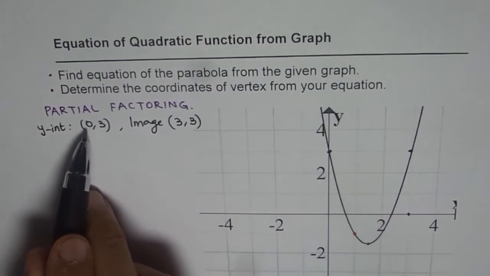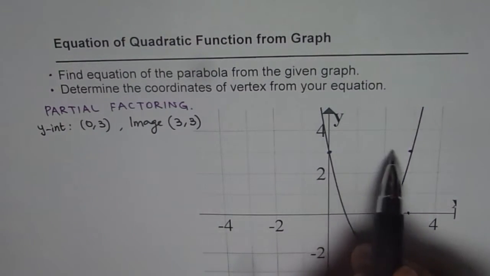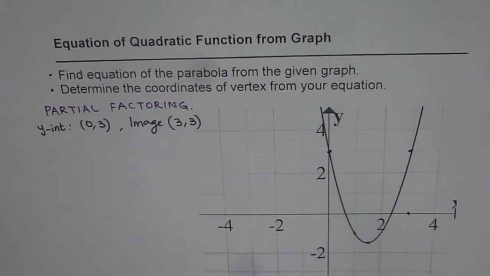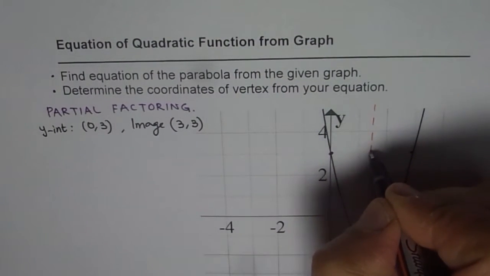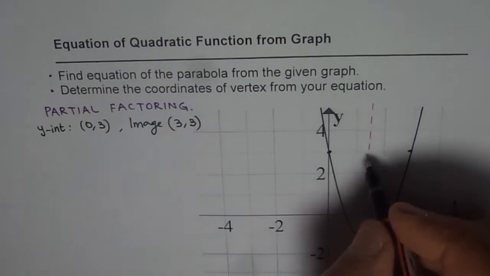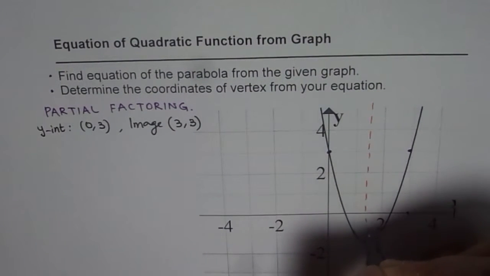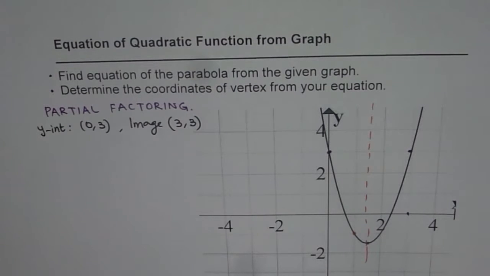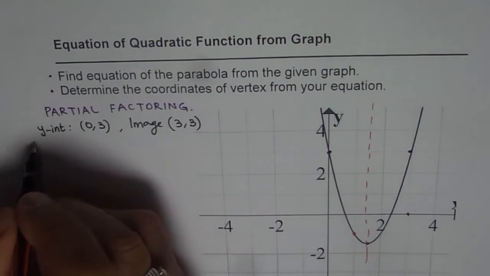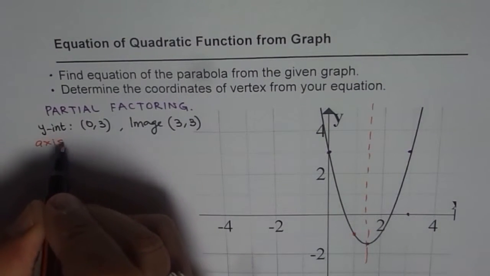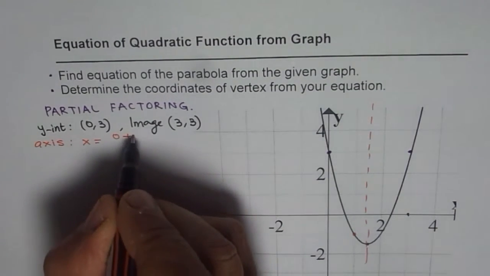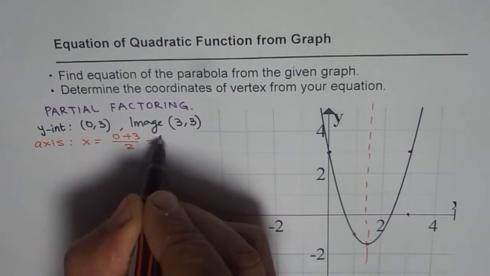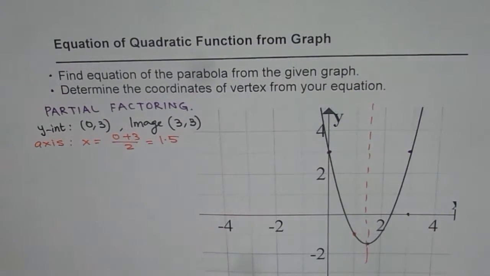Now since we have 2 points horizontally placed on a parabola, we can find the axis of symmetry by adding them and dividing by 2. That is, the average value will give us the axis of symmetry, right? So from here we can say the axis of symmetry will be at x equals, add them, that is 0 plus 3 divided by 2, you get 1.5. So we get the axis of symmetry from this point, right?